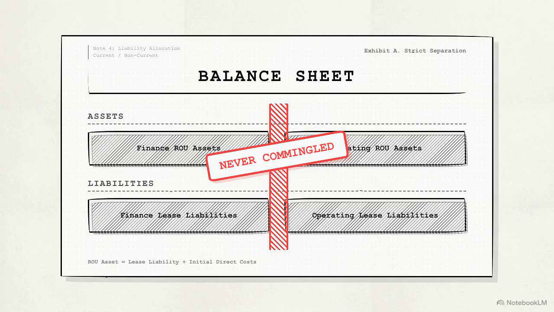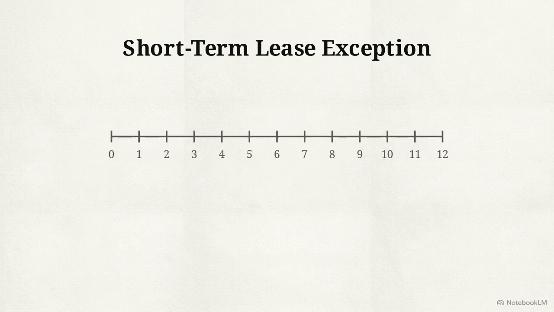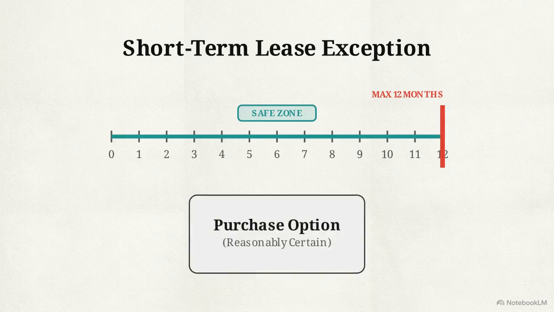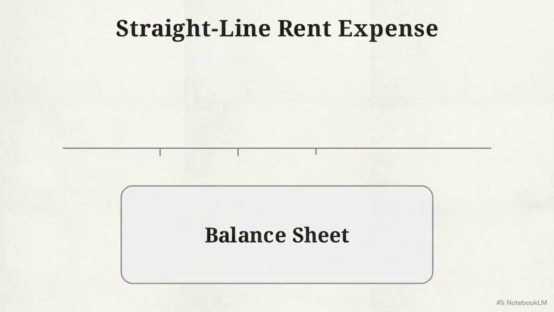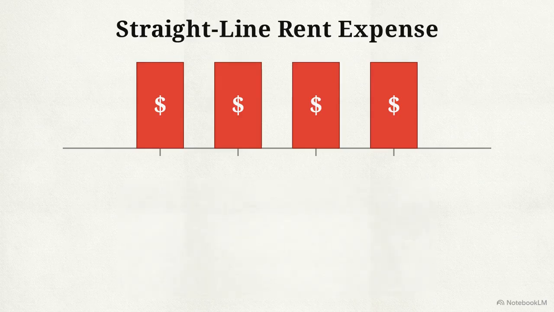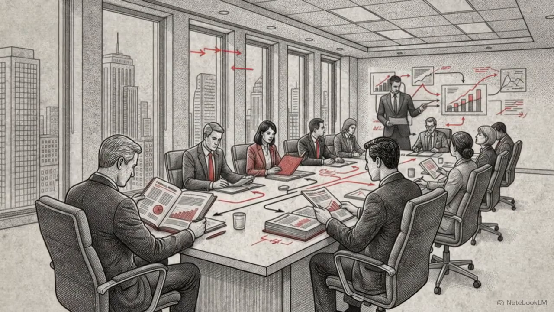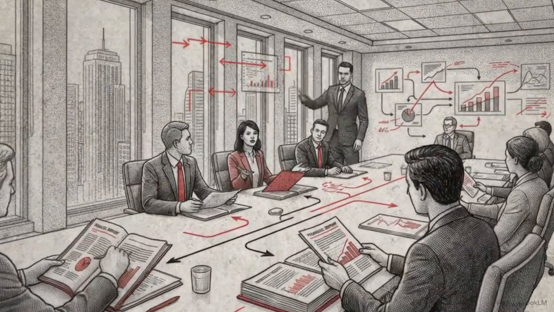There is one remaining caveat in this regulatory framework allowing for off-balance sheet financing. Look at this specific exception. This is the short-term lease exception. It applies strictly to contracts with a term of 12 months or less that do not contain a purchase option the lessee is reasonably certain to exercise. Under this boundary, the lessee bypasses the capitalization mandate entirely. They record their payments as a simple straight-line rent expense, leaving zero footprint on the balance sheet. Modern accounting quarantined off-balance sheet financing to a strict 12-month window, forcing all true long-term corporate commitments squarely onto the balance sheet.